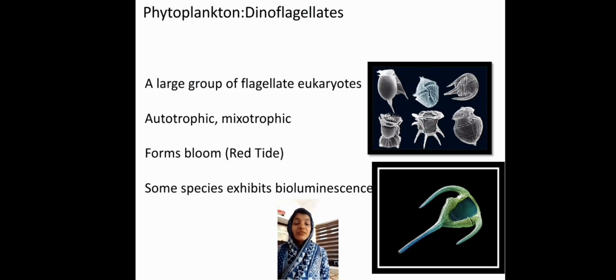Dinoflagellate. It is a one-celled aquatic organism bearing two dissimilar flagella, as we can see in the figure, and having characteristics of both plants and animals. Most are marine, though some live in freshwater habitats also. It will be autotrophic or mixotrophic, and it will form blooms, mainly the red tide, and some species exhibit bioluminescence. So, dinoflagellates will exhibit bioluminescence.